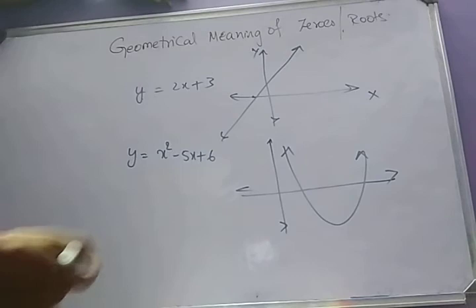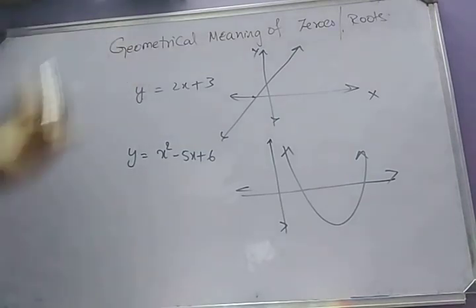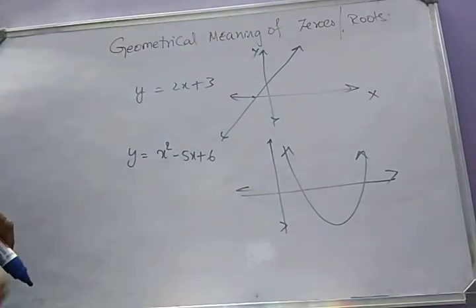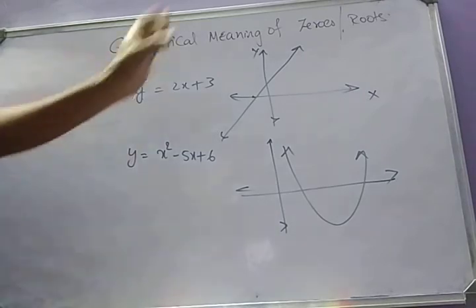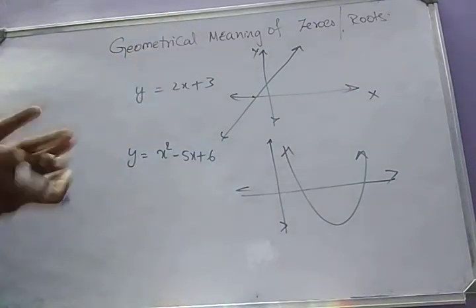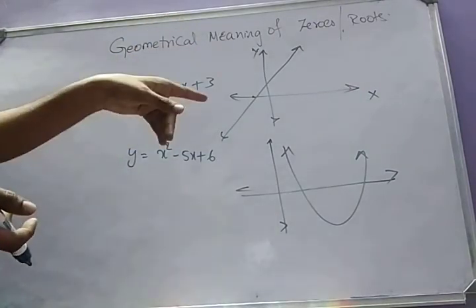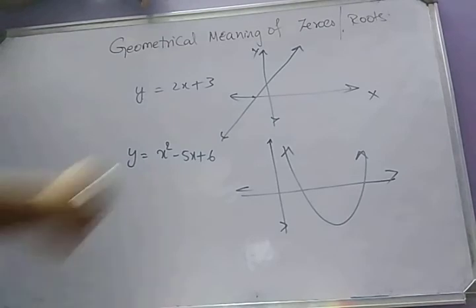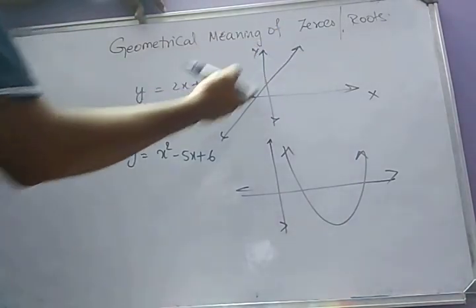Now my question is, what is the geometrical meaning of the zeros of a polynomial, or we can also call them roots of an equation? What does geometrical meaning mean? After drawing the graph of these polynomials, where can I find the zeros on the graph? It's as simple as that. Look, where does the graph intersect the x-axis?